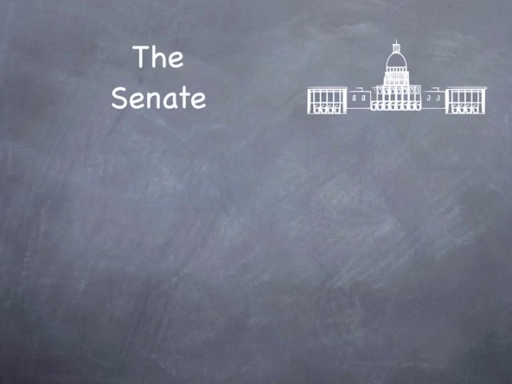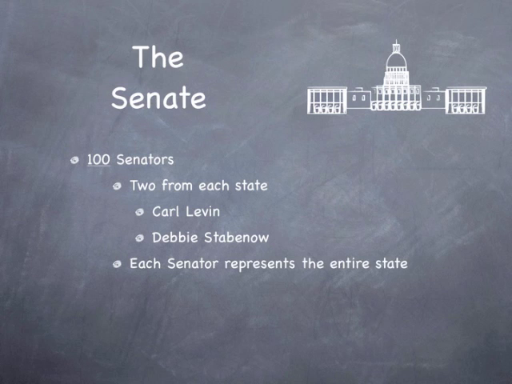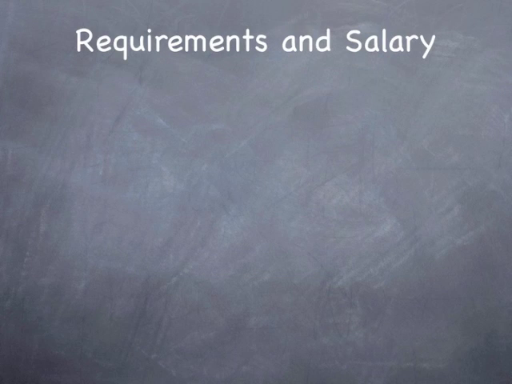The Senate. As for the Senate, there are 100 senators. That means everybody's vote is 1/100th of the vote. There's 2 from each state. Carl Levin is one of our senators here in the state of Michigan, as is Debbie Stabenow, however you want to say it. I probably said it wrong, but that's okay because I didn't vote for her. Ha-ha. Each senator represents the entire state, and they serve for 6 years, and the terms overlap, so only 1/3 of the Senate is up for re-election every 2 years.